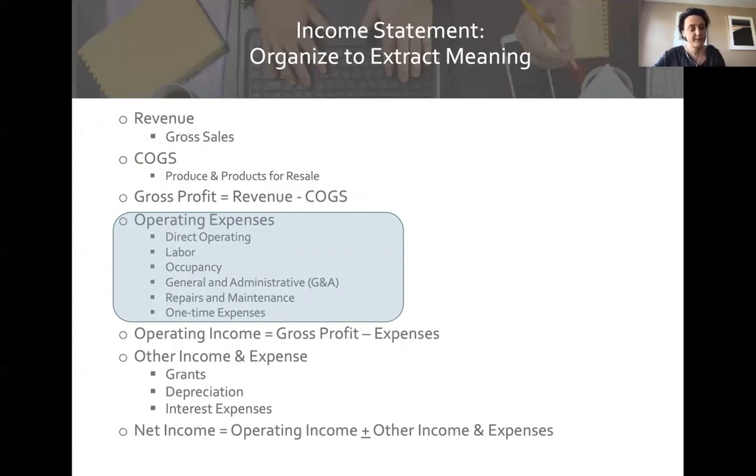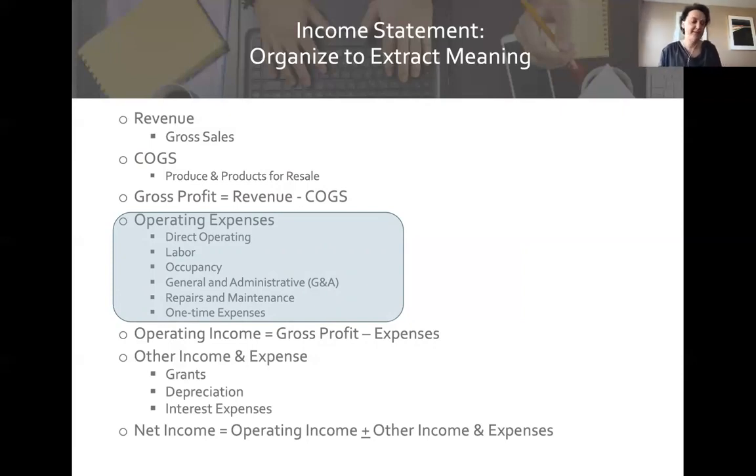So I have direct operating expenses, then labor, which is the cost of having employees. So not just the salaries and wages, but the payroll taxes and workers' comp insurance. Then there's occupancy. What does it cost to be on the land, whether it's property taxes, rent, utilities? Then there's general and administrative, so things like office supplies, website. Certainly you don't need a website to grow a tomato, but you need to have a website to be in business.